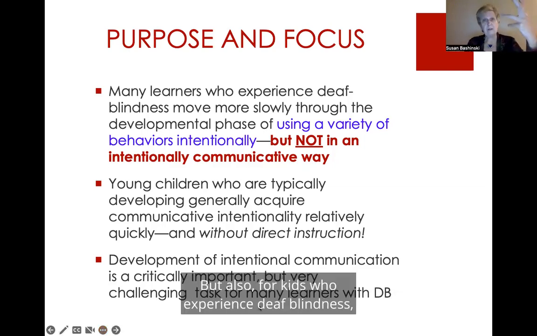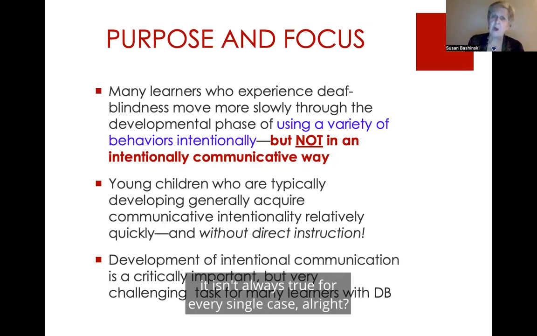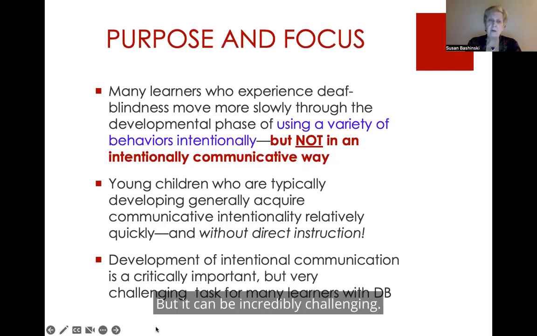But also for kids who experience deafblindness, especially those with more severe losses, and this is a generalization, it isn't always true for every single case, all right? But it can be incredibly challenging.